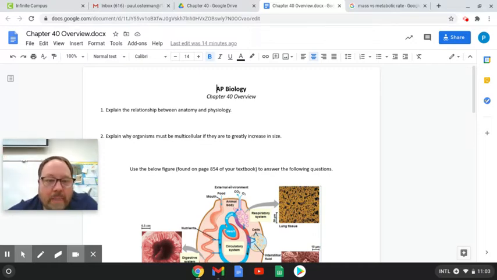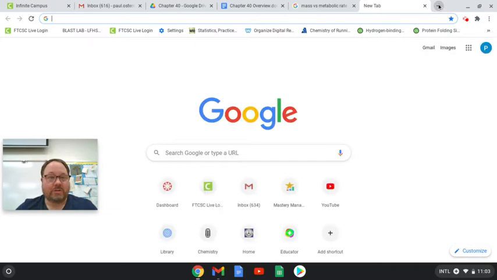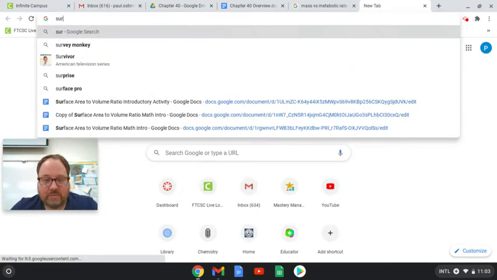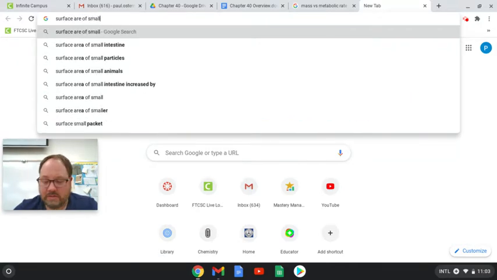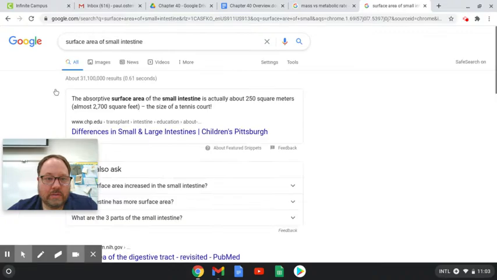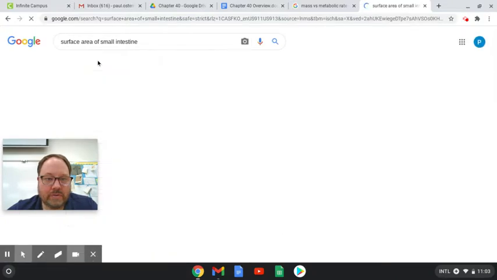as possible for you. All right, first we want to look at the connection between anatomy and physiology. Anatomy looks at the structure of an organism, and physiology looks at the function or what it does. And certainly we know there's a connection between structure and function, right? So let's maybe say like surface area of small intestine. Let's see what kind of images we can come up with here.